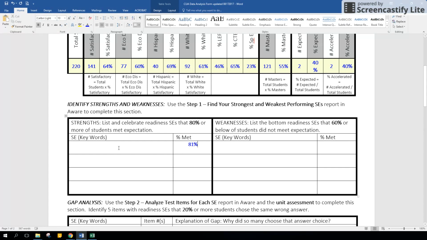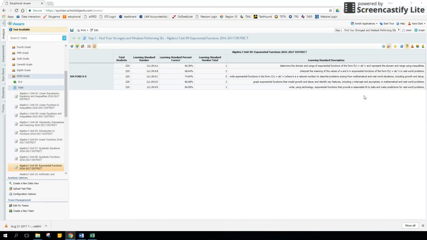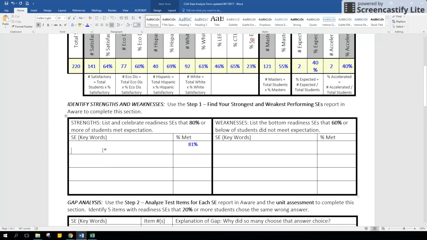Next, I'm going to write the SE keywords. We don't want this big, long, drawn-out SE written there. We're just going to do the keywords. So looking back, I'm going to say that this is y-intercepts, and that's what I'm going to type in.